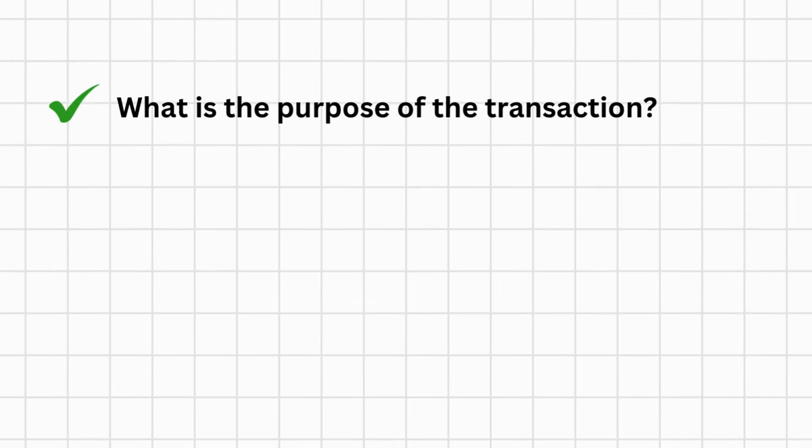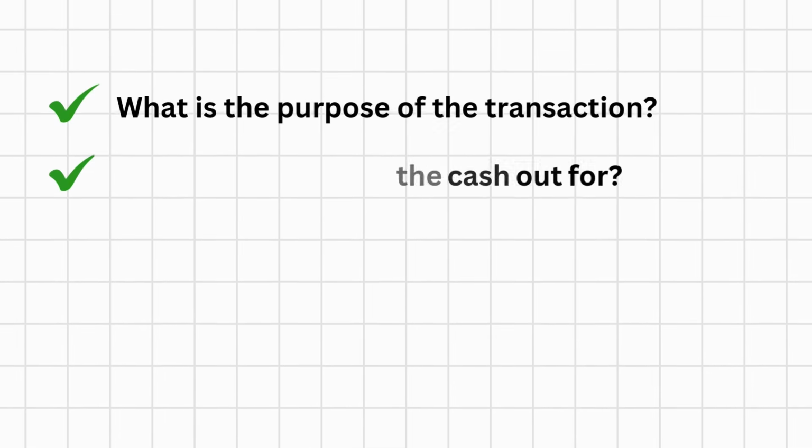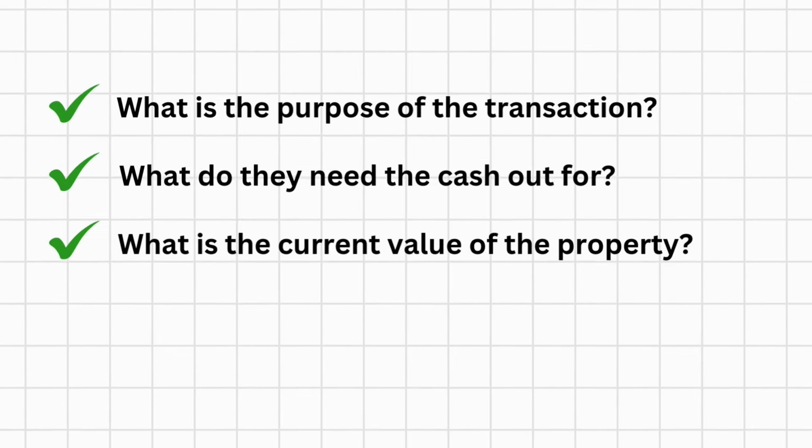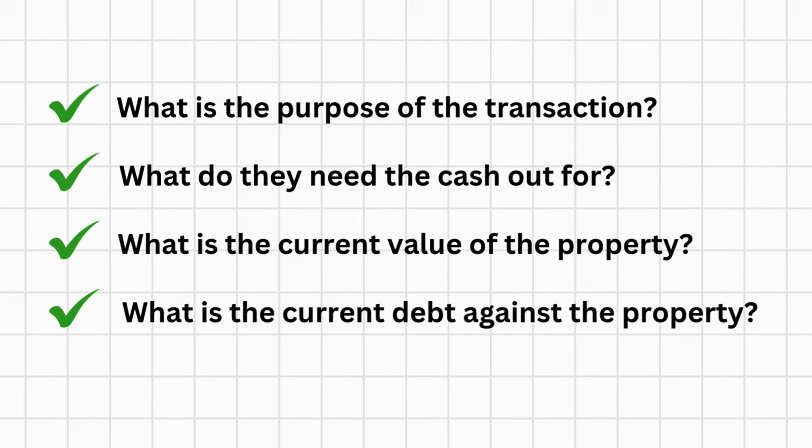And I say that because it's so simple to just ask more questions. But what I find is that a lot of, especially new loan officers who get into the business, they're so nervous about making a mistake that they just don't do it. And so what happens is you present a transaction internally, and then when you start asking simple questions like, what is the purpose of the transaction? It may be a purchase, it may be a cash out. So what do they need the cash out for? Not really sure. What is the current value of the property? I don't know. What is the current debt against the property?